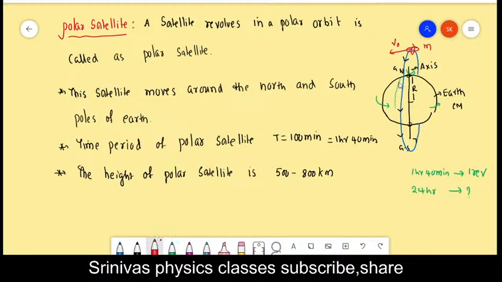For example, this is the satellite. Starting, this area is covered. In the beginning, for example, this area is covered. In the first revolution, the satellite covers this much area on the earth.